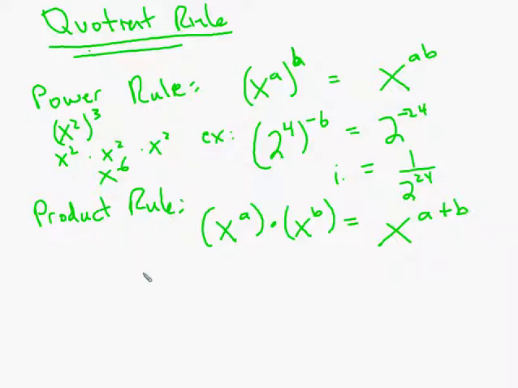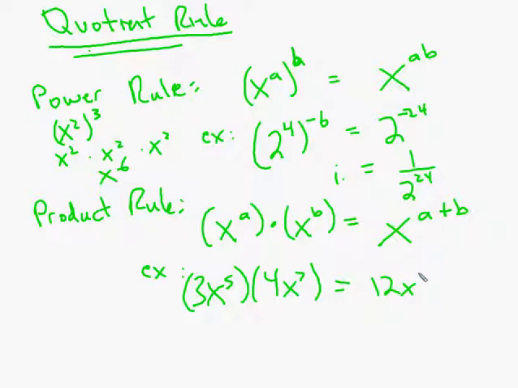All right, so an example of the product rule. Let's say I had 3x to the 5th times 4x to the 7th. I'll multiply the numbers in front, so that gives me 12. And then add my exponents, x to the 12th. Okay? So that's going to bring us now to our quotient rule.